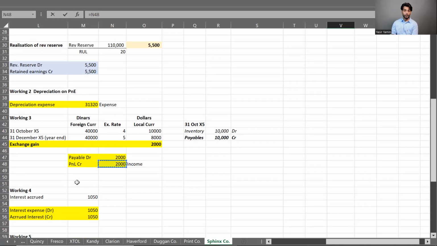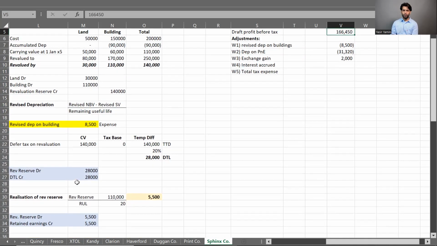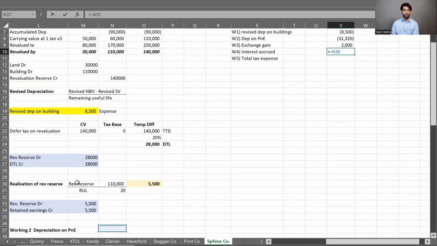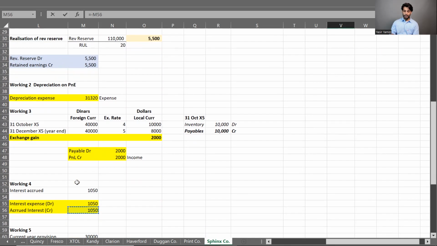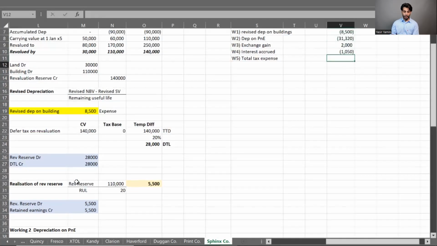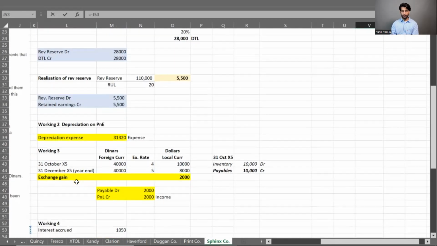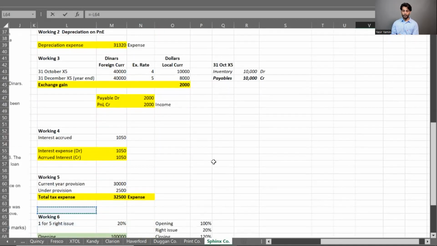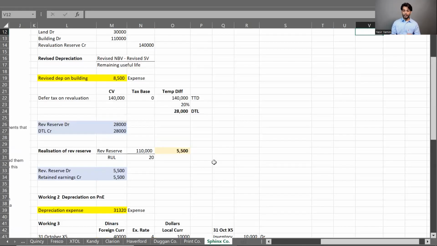Interest accrued is equal to minus. Move your arrow keys. Come on, guys. Go on to interest accrued. And here you have it, 1,050. Then you have total tax expense. Just move your arrow keys. Go on below. Total tax expense of 32,500. And here you have it. So now you have all the expenses.